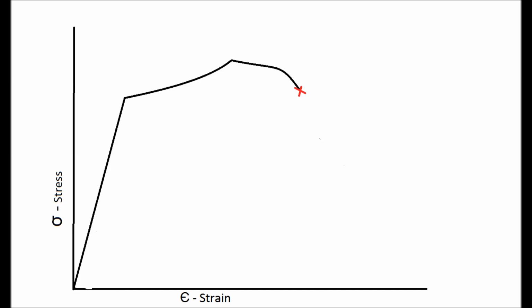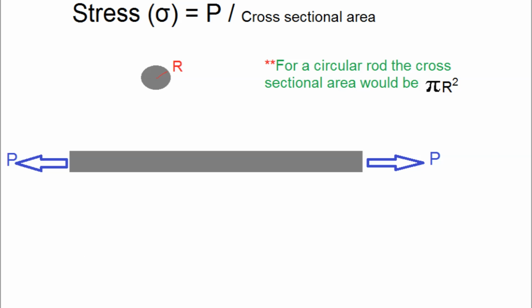A stress strain diagram is the graphical comparison of stress, on the y-axis, and strain, on the x-axis. Stress, usually expressed as the Greek letter sigma, is measured as force over cross-sectional area. For example, in this rod P is the tensile force acting on it, and R is the radius of the cross-sectional area. To calculate stress, you divide P, the force, by the cross-sectional area.